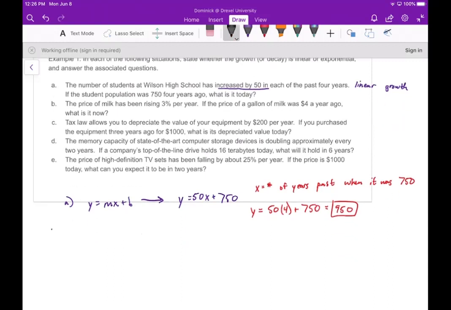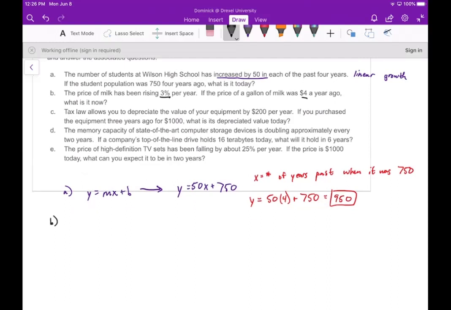For part B, we have that the price of milk has been rising 3% per year. Now, if the price of a gallon of milk was $4 a year ago, what is it now? Now, since you're increasing by the same percentage, this is exponential growth. So again, we want to think of it as either y equals a times b to the x. And in this case, since we have the percentage, it's going to be easier to think of it as 1 plus p to the x.